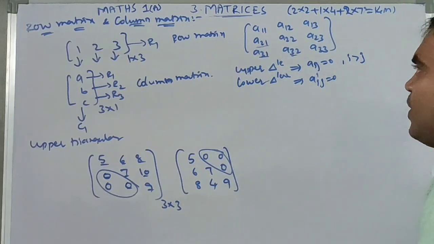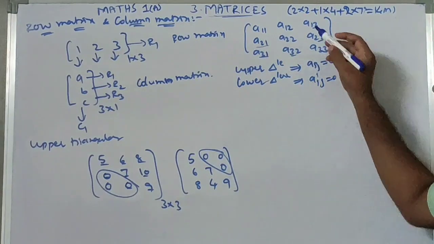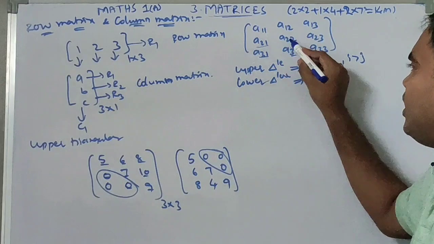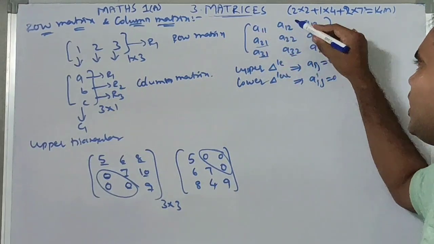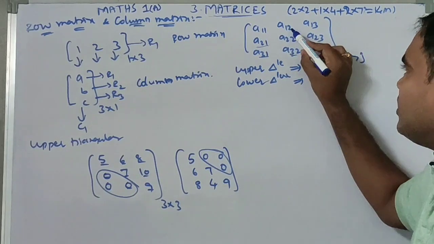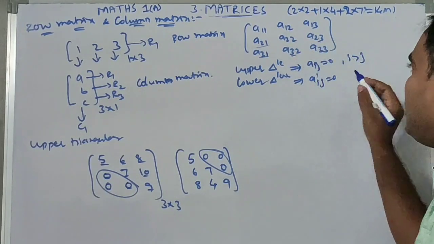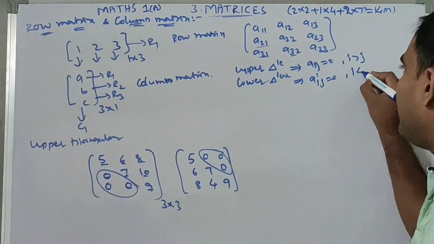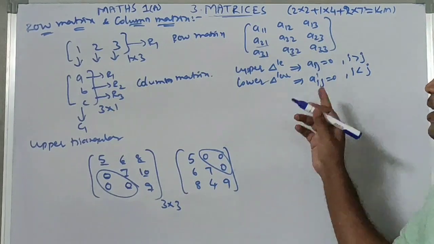Aij equal to 0. Which elements should be 0? Above the diagonal. A11, A22, A33 are the diagonal. Above the diagonal: A12, A13, A23. So here, this is i, j. j is the bigger value, i less than j. So this is the condition.